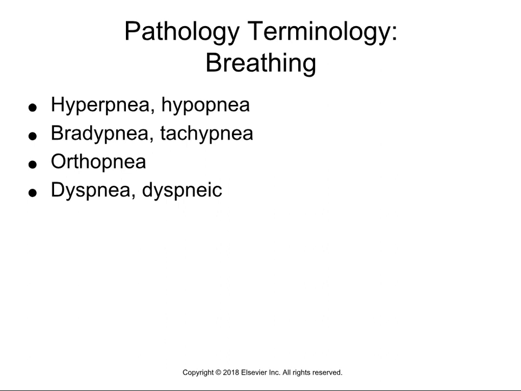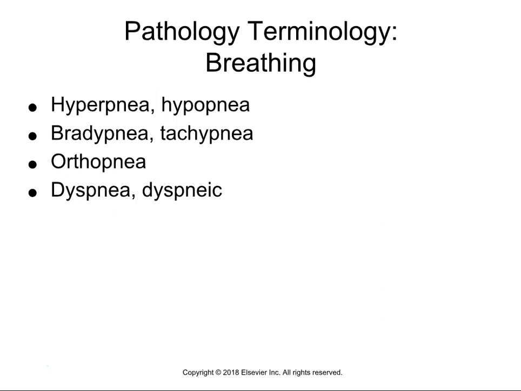Bradypnea, this means slow breathing, and we categorize this by slower than 12 breaths per minute. Okay, that's bradypnea. Tachypnea is breathing faster than 20 breaths per minute. Okay, so tachypnea is fast breathing, and it's more than 20 breaths per minute.